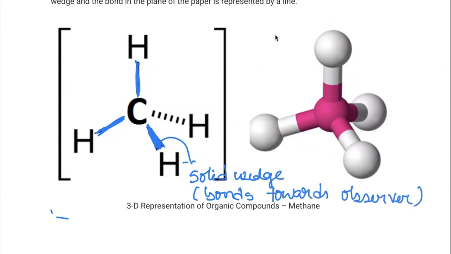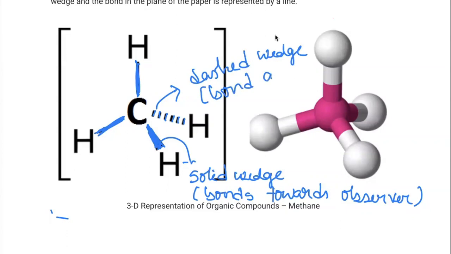See here, you can understand. So this bond is towards whoever is seeing it. You are seeing the bond now. So this bond is towards you. And this line is actually known as the dashed wedge. Okay. And this bond is away from the observer.